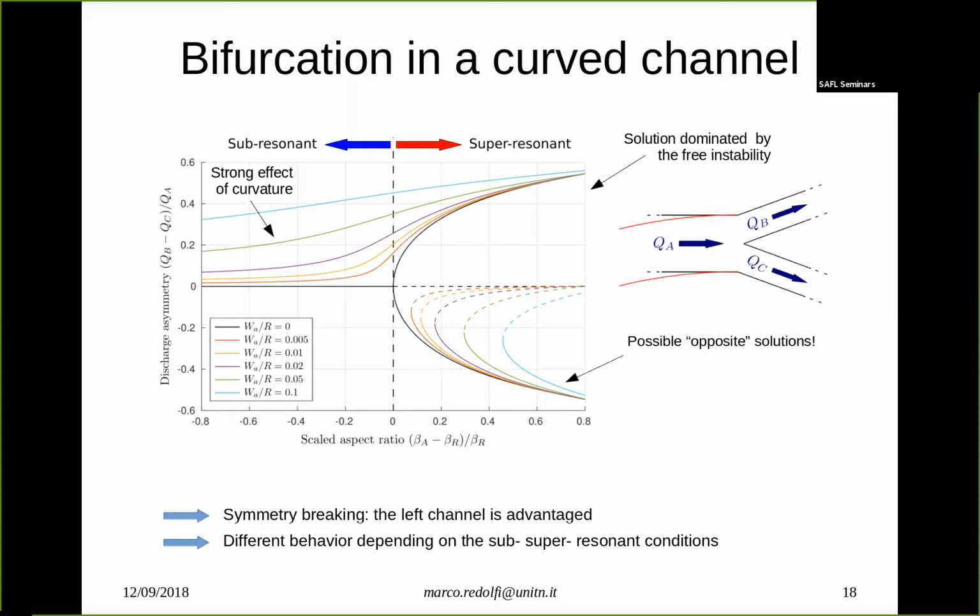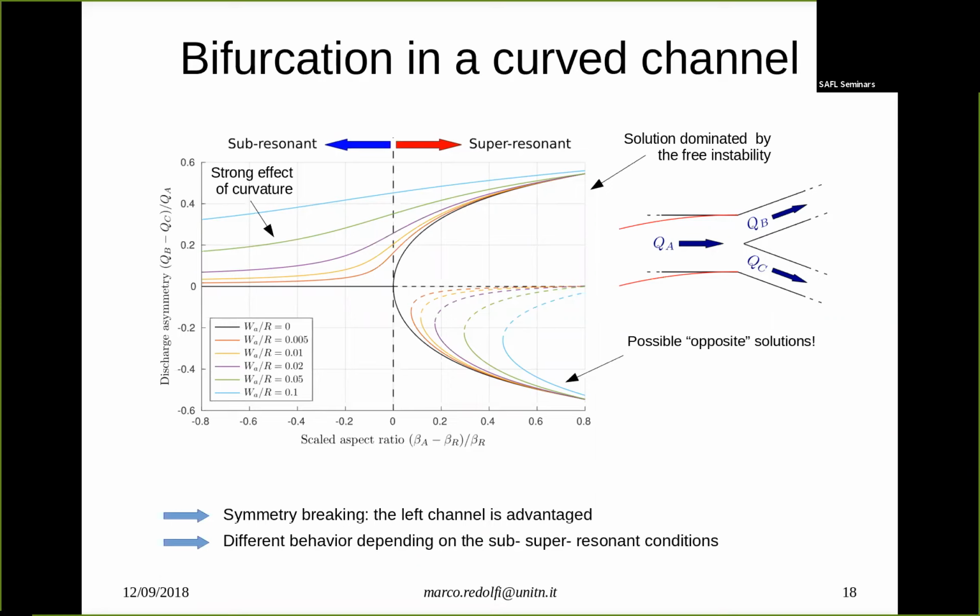However, this effect is very different depending on whether you are in sub-resonant condition or in super-resonant condition. Indeed, in sub-resonant condition, you have a strong effect of curvature. So you pass from a nearly balanced bifurcation to a highly unbalanced bifurcation. While in the super-resonant regime, the variations due to the curvature are pretty small because the system is still dominated by the free instability mechanism. The same mechanism that will occur without any curvature.